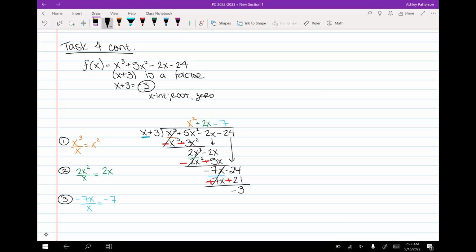So is this a factor? It doesn't look like it. And remember, at the beginning, I told you it was. So this is a great opportunity for us to go back and check. And this is going to happen, and you might get frustrated, especially with the longer long division problems. But let's go back, shall we?